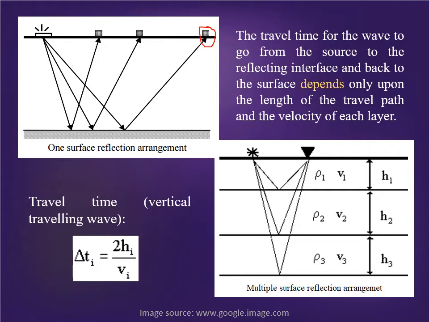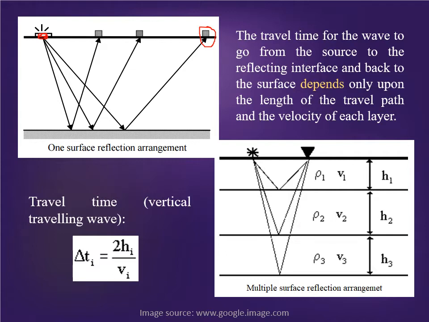So we create some waves in the source region. They go below the surface, and when a difference in layers is observed, that means the composition within the layers has changed. Along the interface, the rays are reflected back to the surface. There are some receptors, which we call geophones, and these geophones collect the reflected waves.